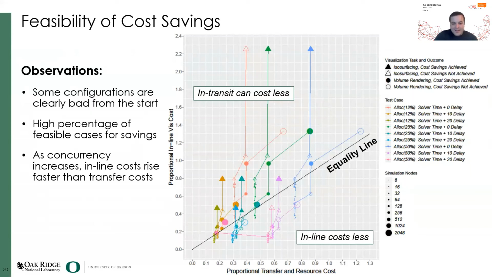So on the x-axis, that's our proportional transfer and resource cost versus the y-axis, which is our proportional inline viz cost. And so what we want to see is that for in transit, the transfer cost needs to be less than the inline visualization cost.